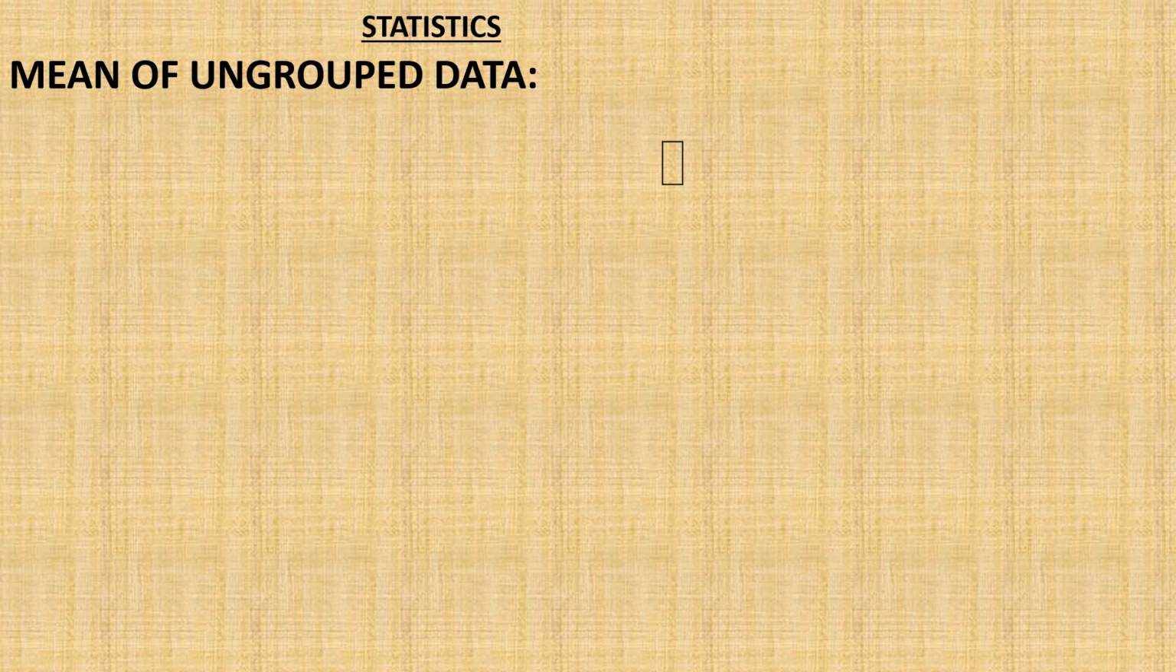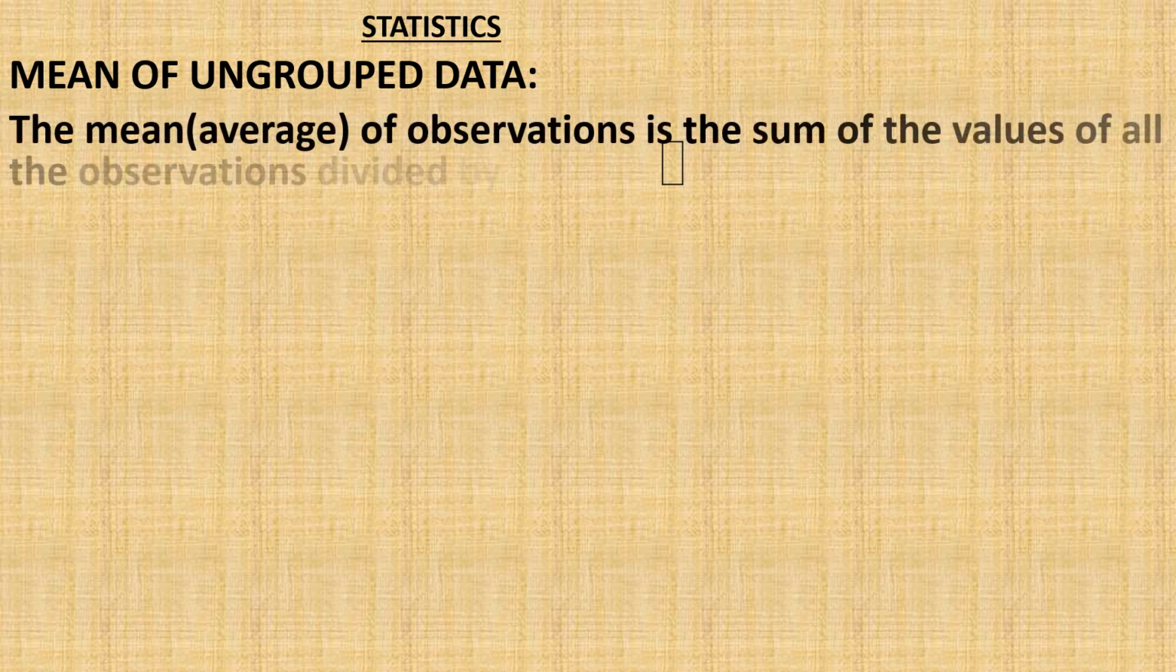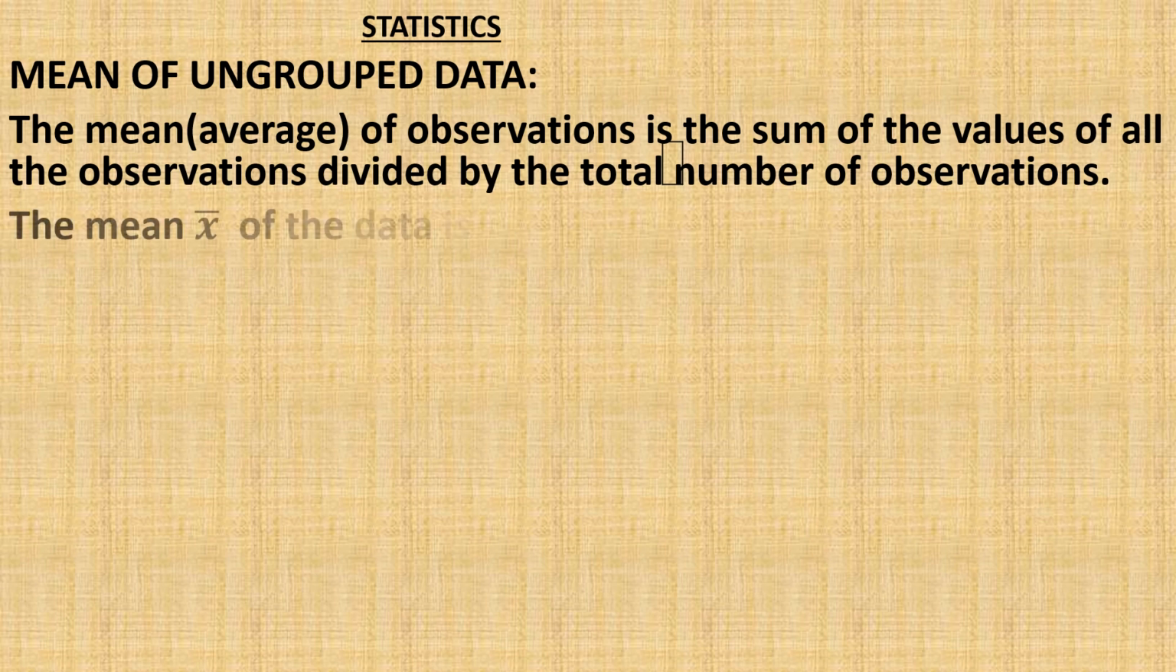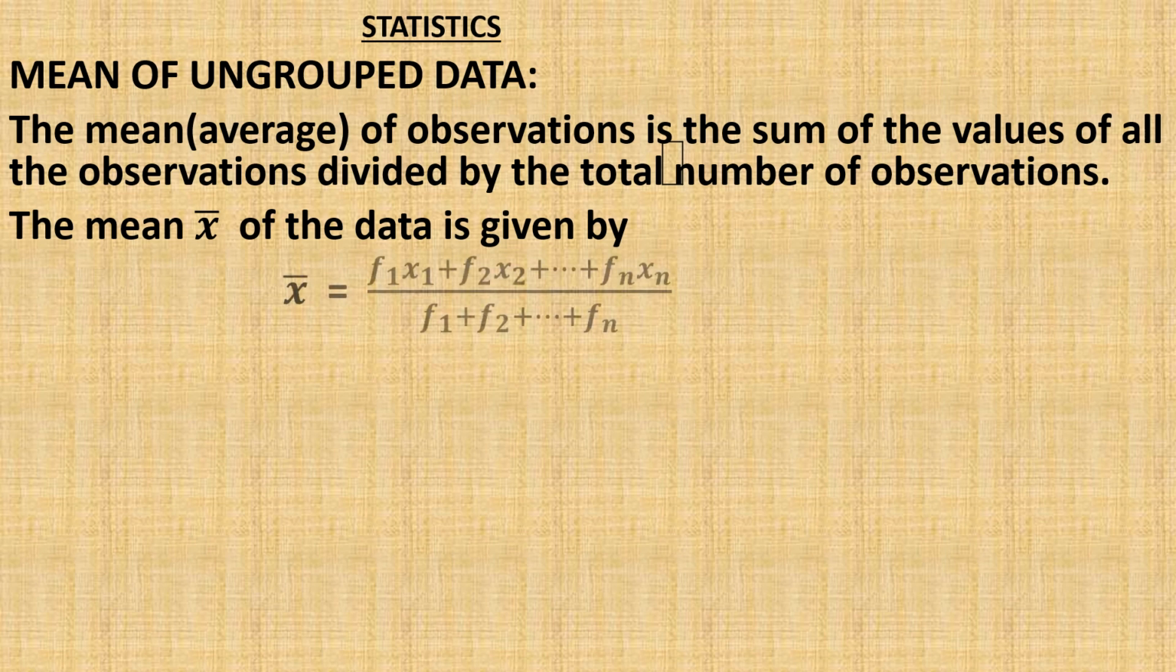So for this, how to find the mean? Mean is nothing but the sum of values of all observations divided by the total number of observations. You have already done this in your ninth class and previous classes. Here the mean is denoted by x bar, and the formula is given by f1 x1 plus f2 x2 and so on, plus fn xn, divided by f1 plus f2 and so on, plus fn.